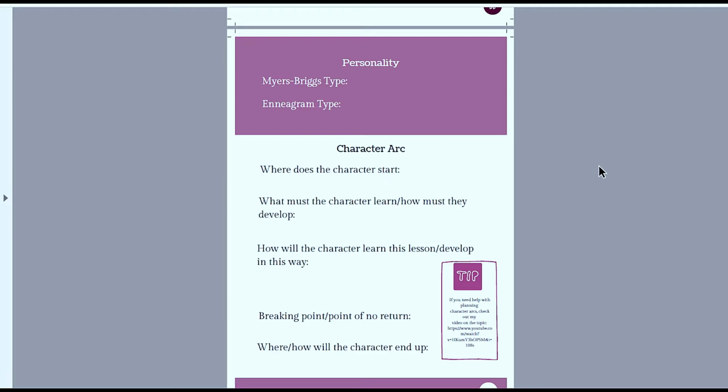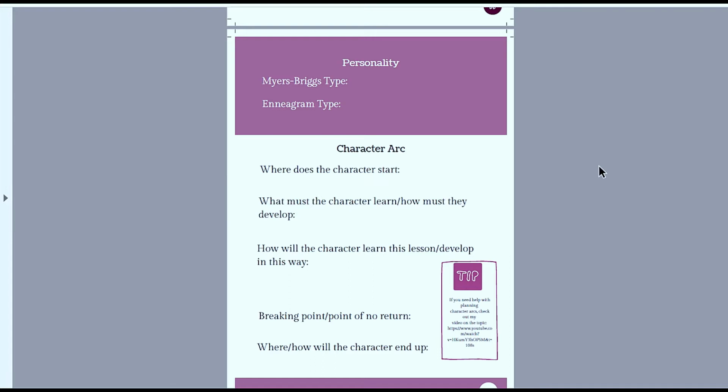So I like to give them a Myers-Briggs type and an Enneagram type. Now I will put the links in the description box below. You can go to 16personalities.com for the Myers-Briggs type, and then you can go to the Enneagram Institute, I think, for the Enneagram types, but I will put the link in the description box below.